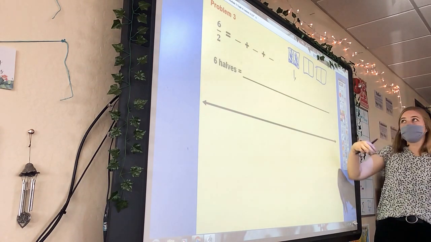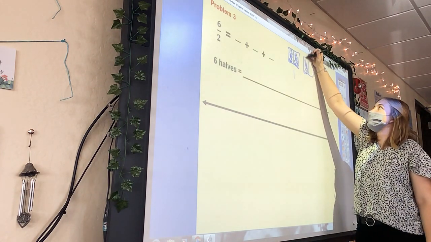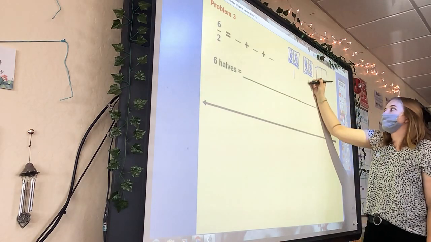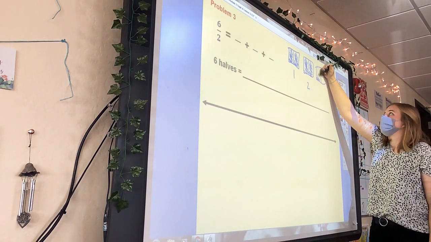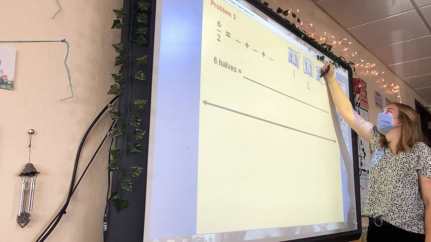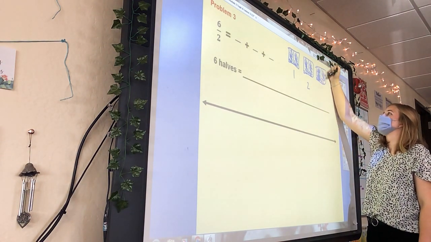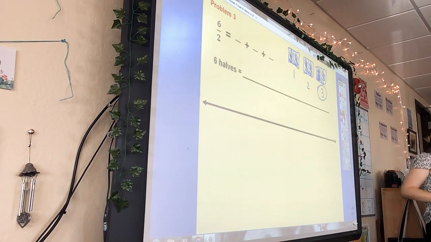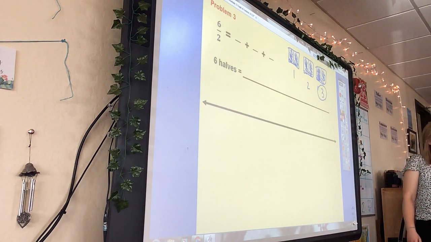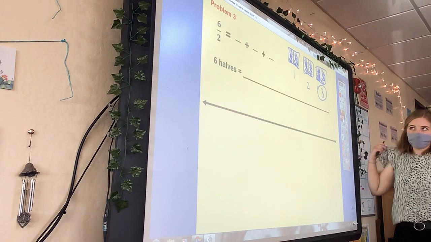Okay, so then I keep going. 3 halves, 4 halves, that's 2 wholes, okay? Then 5 halves and 6 halves. So what is actually my whole number as an answer? 3, okay? So 6 halves is the same thing as 3. We don't necessarily need to know that right now, but that does help, okay?